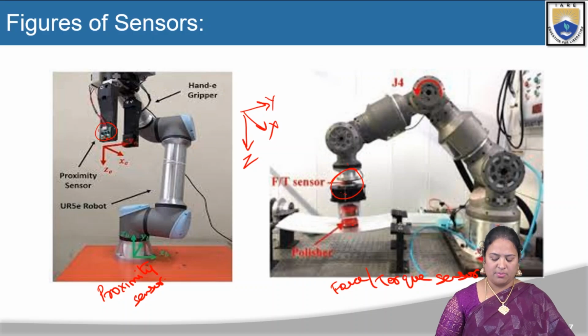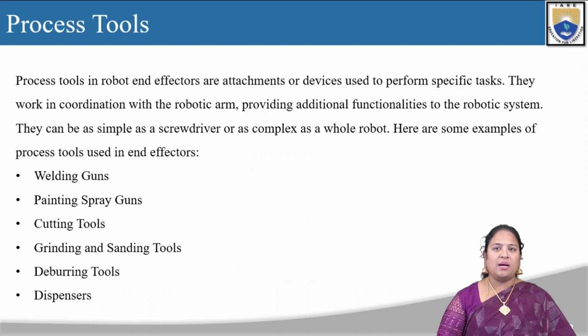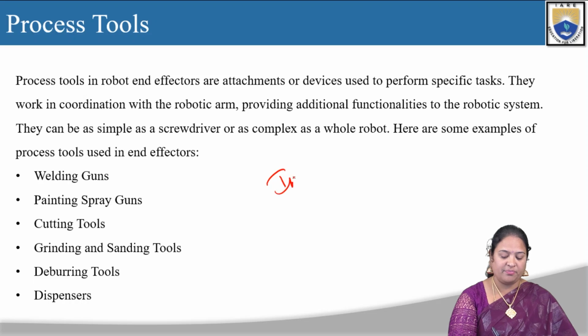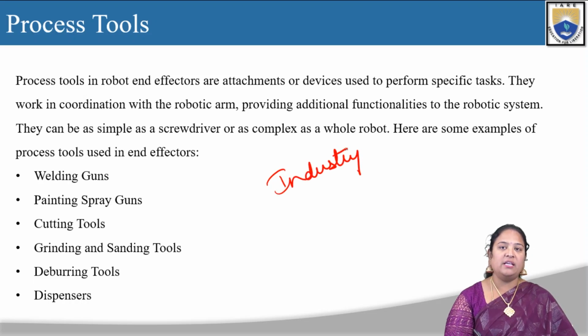Okay, so this is about the types of the sensors. Next, coming to the process tools. What do we mean by process tools? As I've told you, we have n number of applications in industry. When we are taking any particular form of industry, in that particular industry, we have n number of operations.